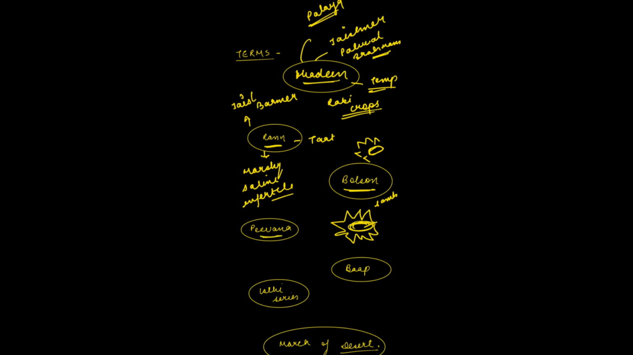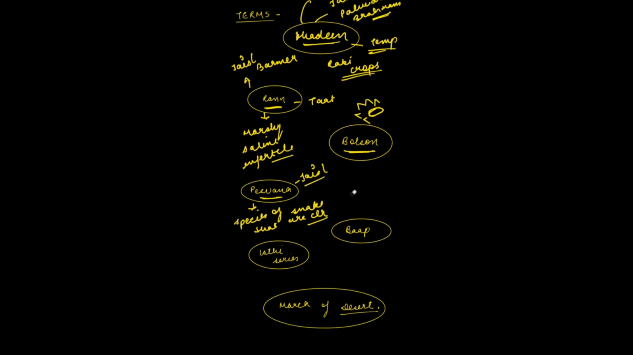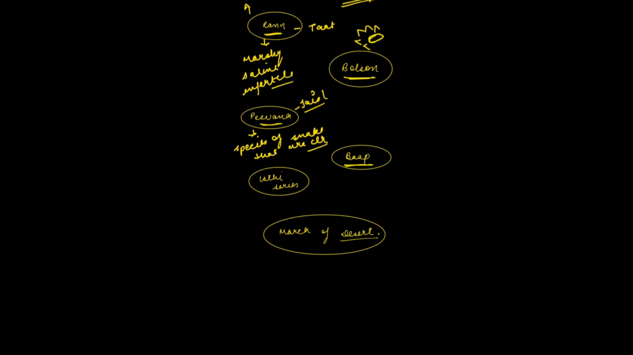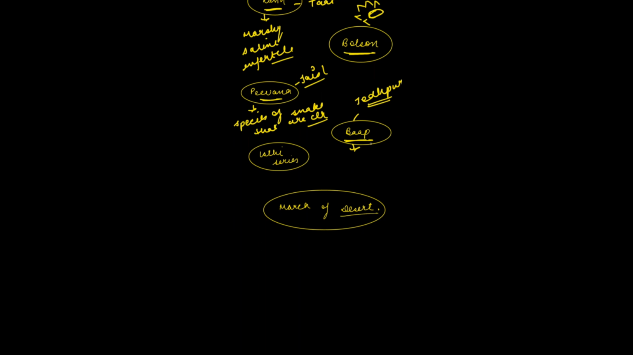Then we have the term Pivna. Pivna is a species of snake that are yellow in color, and these are found in Jaisalmer. Then we have Bap. Bap is a place or a region. Bap is a kind of boulder clay which is found in Jodhpur region. The formation period of Bap is Permo-Carboniferous, and the boulder clay is famous of this region, which is known as Bap region.